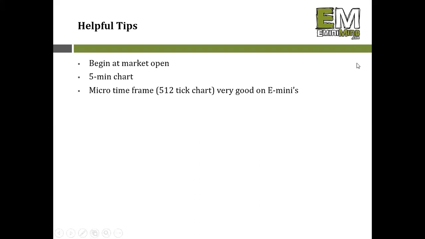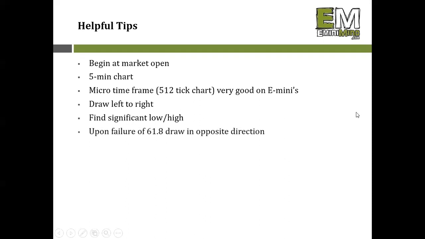It's not super popular. So it's a good one to do retracements on. And it's a good starting point. There's lots of different tick values you could use, but 512 is a good one to start with on the E-minis. You always want to draw left from right. We talked about that. And finding those swing highs and swing lows is also really important. And then pairing a break of a swing high and swing low with the failure of the 61.8. Look for both of those to happen before you can really determine, okay, the trend is changing.